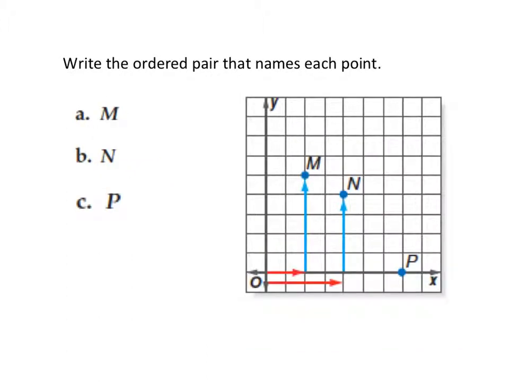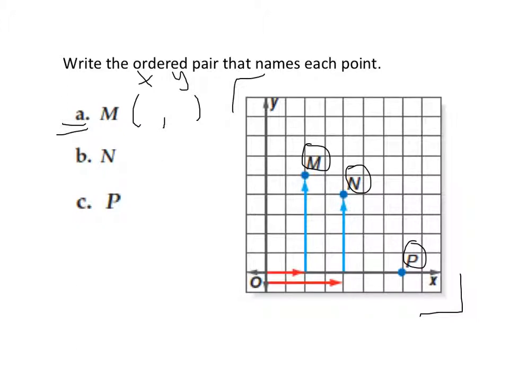In this slide, it states, write the ordered pair that names each point. So what we have is a coordinate system right here. We have a series of letters on the coordinate plane, and we have to find out what their ordered pair is. We know that an ordered pair is a set of parentheses with a comma to separate the x and the y. So let's do the first one. It says, what is the ordered pair for M?